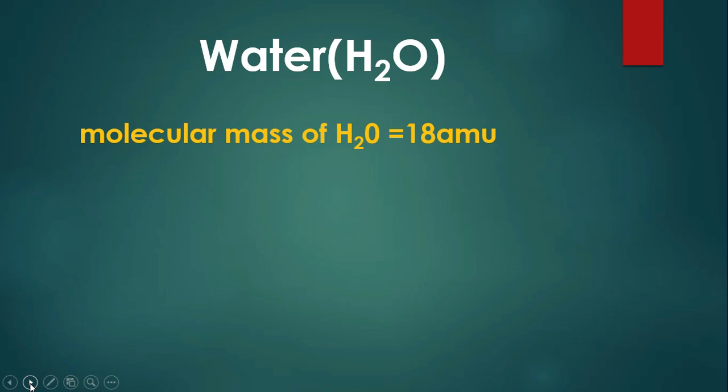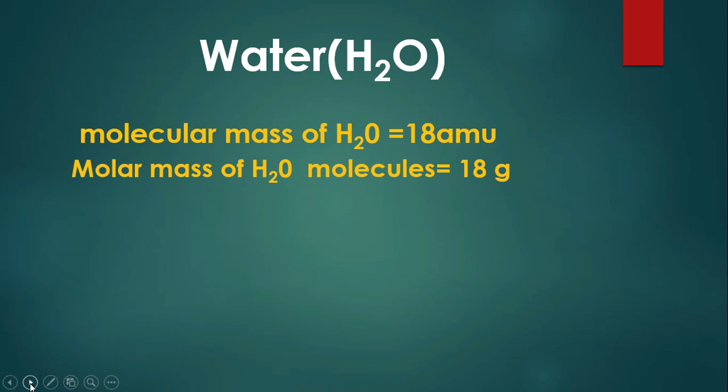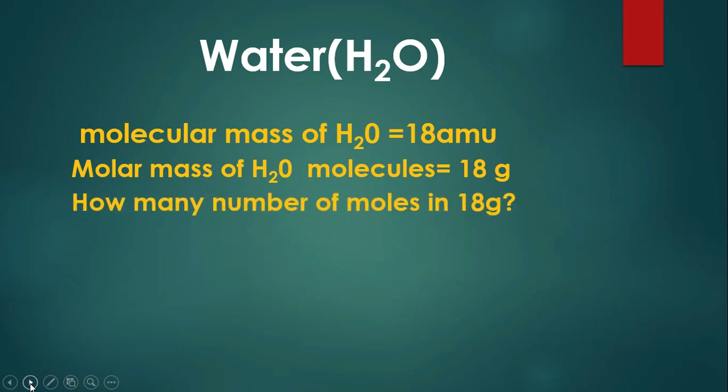And you know students, how do we calculate the molecular mass? We have discussed it earlier in a previous chapter. So, the molar mass of water molecules is 18 gram. Only the unit differs, the value is the same. How many moles are in 18 gram? Don't forget, 18 gram is a molecular mass because water is a molecule. So 18 gram of water contains 1 mole.